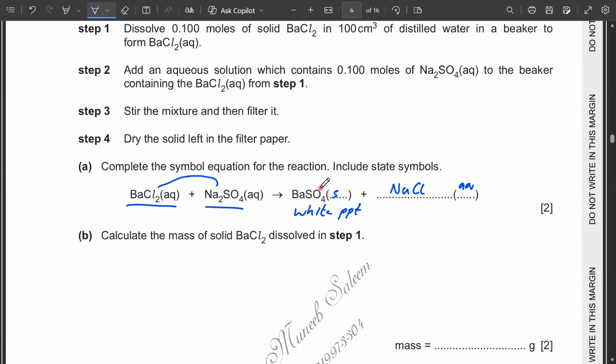But barium sulfate will definitely be the solid form. It cannot be aqueous because it does not dissolve.